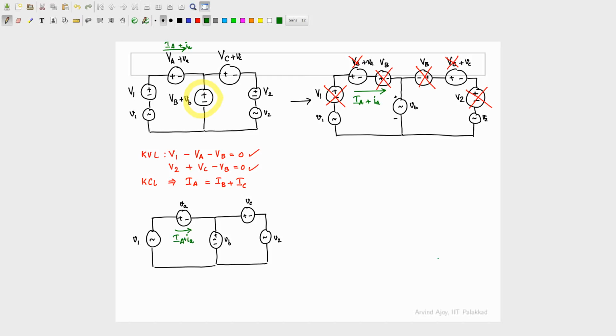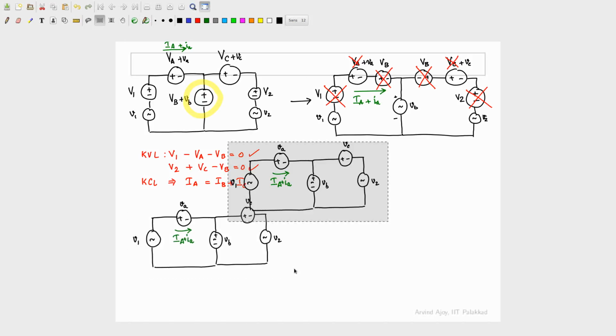In all of this, we have to mention what the currents flowing here are. For example, the current flowing through this block is capital IA plus small ia. What's the current flowing here? I capital A plus I small a. We did not do anything with the current part. And the current flowing here is also I capital A plus I small a. Similarly in the other branches.